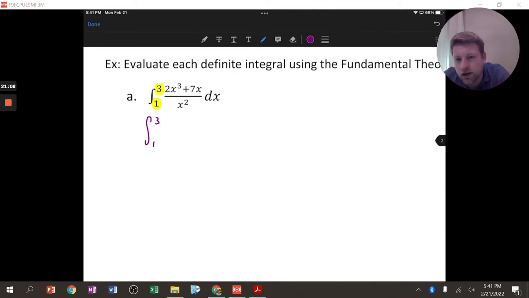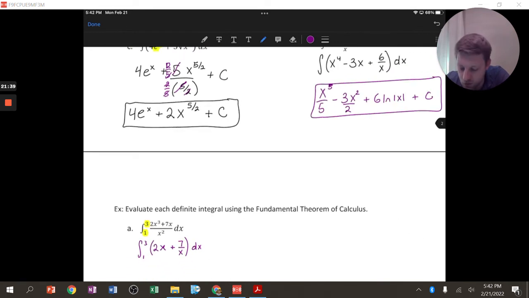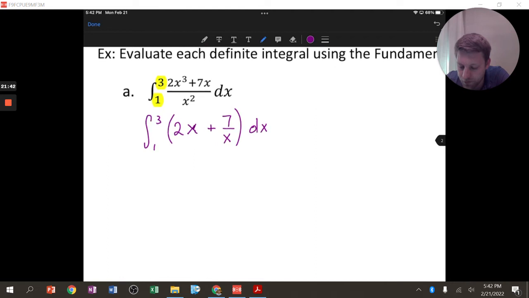And now I'm going to consider how I can rewrite this function. If I divide each of these terms by x squared, I can consider this as 2 times x will be left in the first term. And then the second term we could rewrite as plus 7 divided by x. And that dx. So it looks kind of similar to what we had in our previous problem, but now we have the added component of actually a definite integral with bounds. So let's walk through that process.